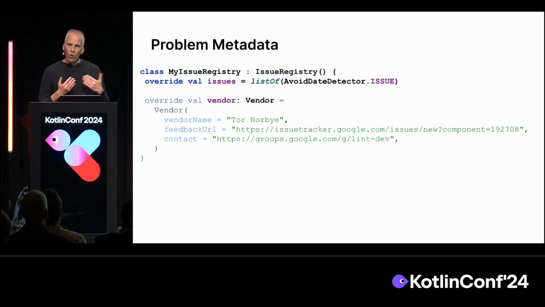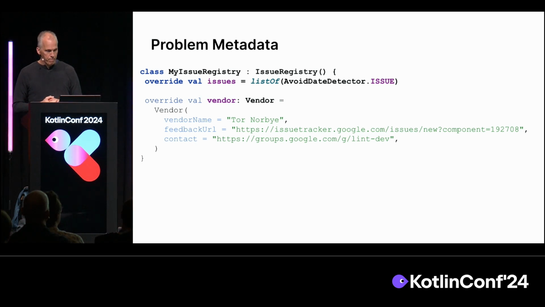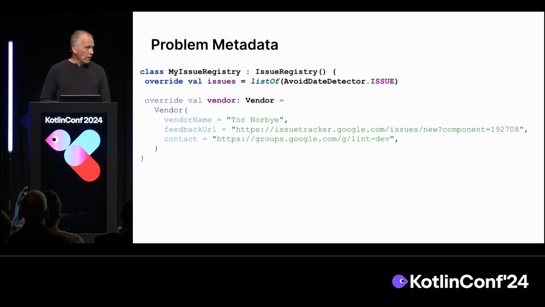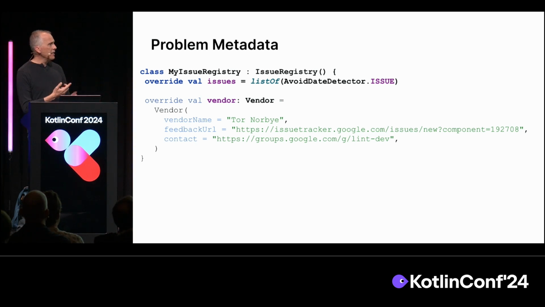So you register one issue type for each type of problem that you want to report, and you aggregate all of those issues into an issue registry. Lint is going to find your issues via the service loader mechanism in the JDK. And here you get to put information that is common to all of your lint checks. For example, who you are, where to file bugs, and so on. When lint runs, the output for third-party checks is going to include that information, which makes it easier for your users to find you and report false positives, for example. So that's the metadata about the problem: ID, description, explanation, severity, and so on.